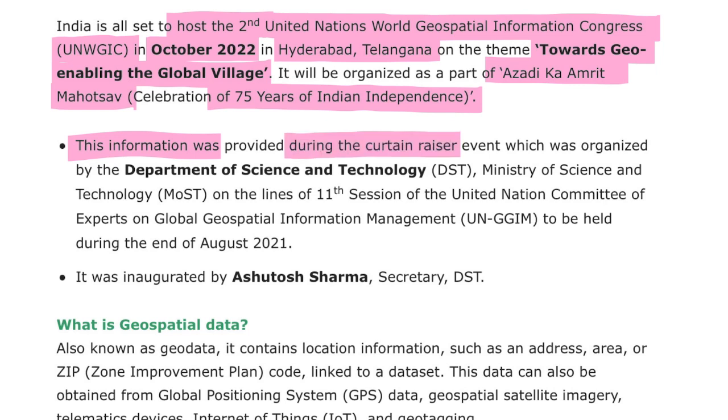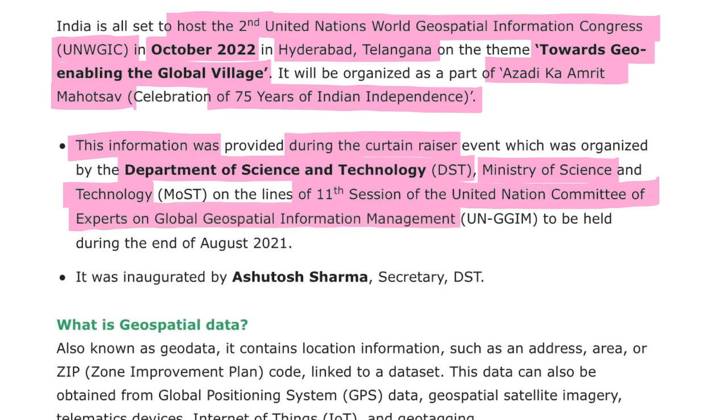This information was provided during a curtain raiser event which was organized by the Department of Science and Technology, Ministry of Science and Technology, on the lines of the 11th session of the United Nations Committee of Experts on Global Geospatial Information Management that was to be held at the end of August 2021. It was inaugurated by Ashutosh Sharma, who is the Secretary of DST.